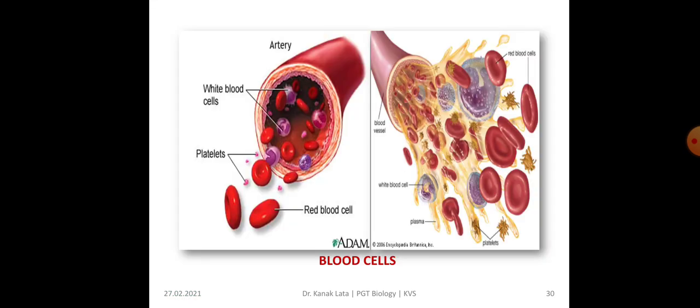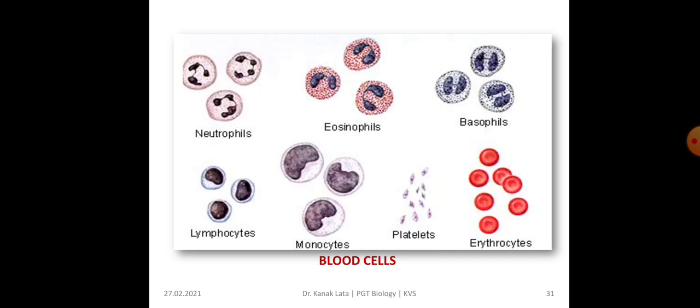Here you can see the blood cells: white blood cells, platelets, red blood cells, plasma. Now these are the blood cells: neutrophils, eosinophils, basophils, monocytes, platelets, erythrocytes. These are the different types of WBCs and red blood cells.